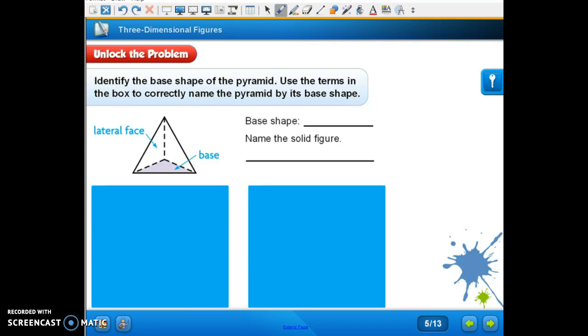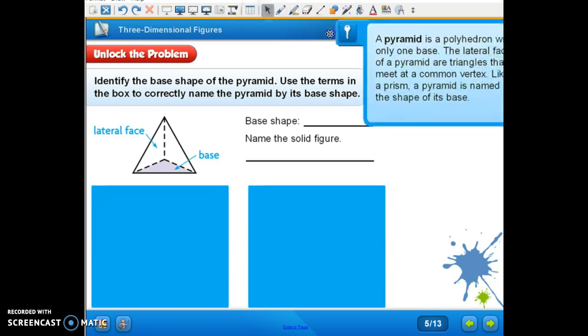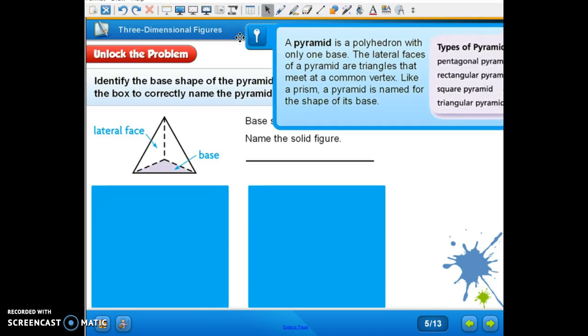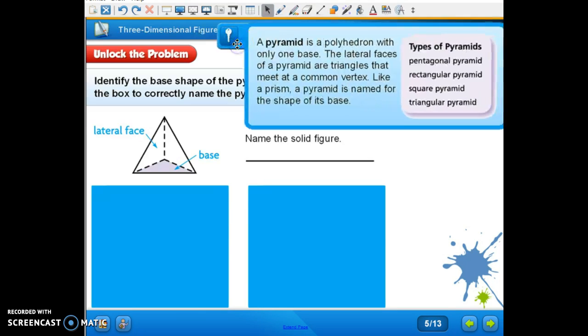Okay, now we're going to move on to page 458. And we're going to talk about a pyramid. A pyramid is a polyhedron with only one base. The lateral faces of a pyramid are triangles that meet at a common vertex, like a prism. A pyramid is named for the shape of its base. So all you have to do is figure out what the base is, and you can name it. And here are some: a pentagonal pyramid, a rectangular pyramid, a square pyramid, and a triangular pyramid.